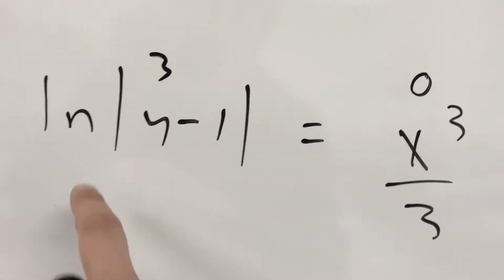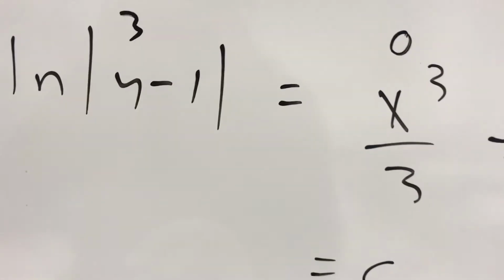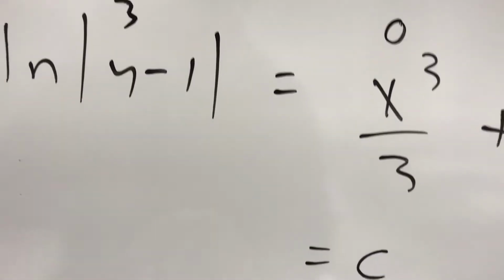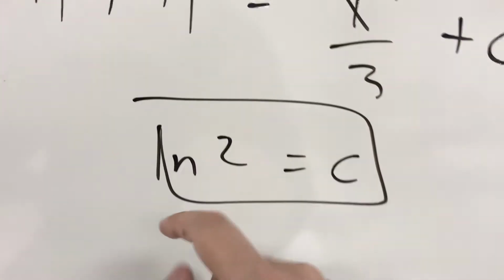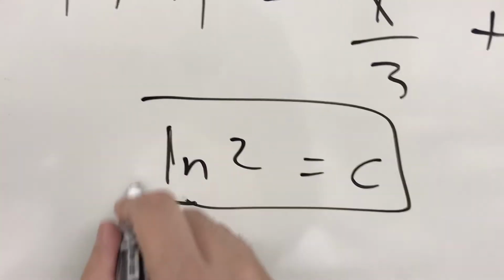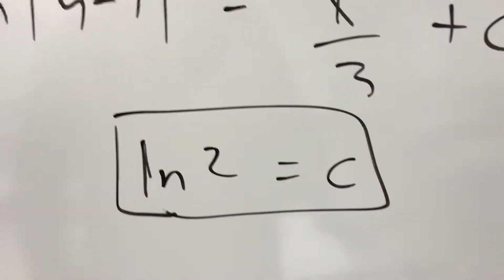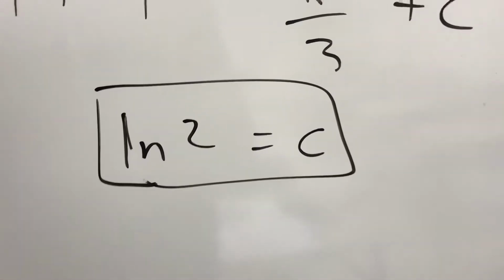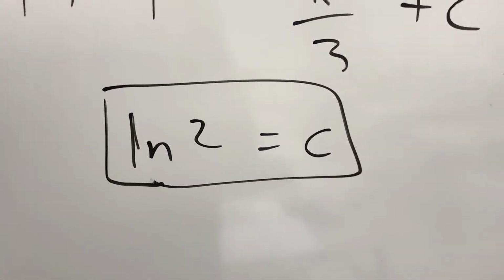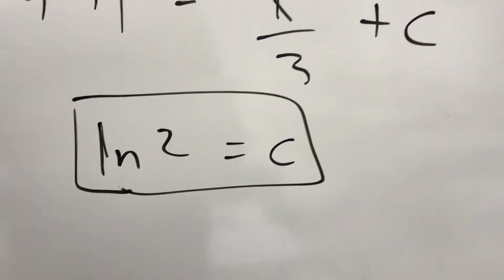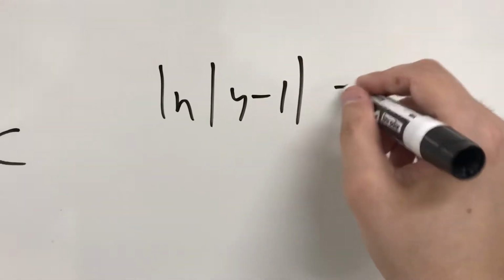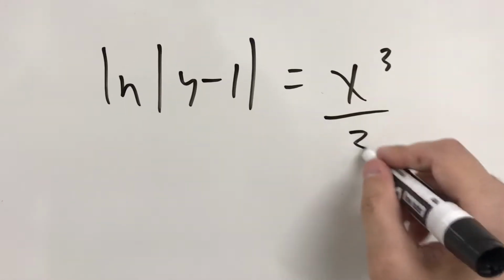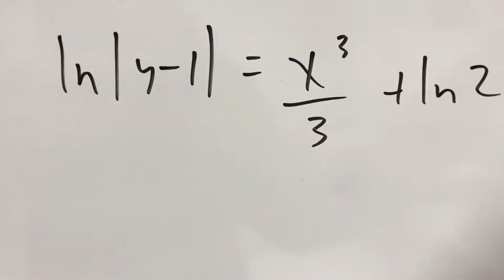c is just going to be the natural log of 3 minus 1. 3 minus 1 is 2, which is already positive, so the absolute value is not doing anything. Guys, on the current version of the AP exam, this would probably be a non-calculator question. I would leave your c value as ln of 2. Don't stick that in a calculator, okay? So anyway, what do we have here? We really have ln of the absolute value of y minus 1 is equal to x cubed over 3 plus ln of 2, okay?